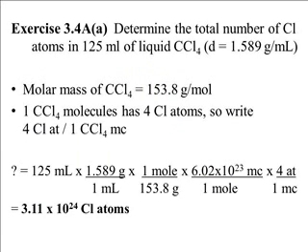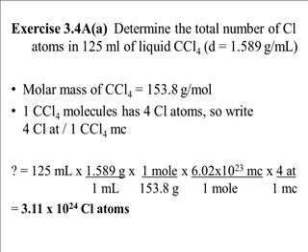This comes from our textbook, chapter 3.4. We can see that the question says determine the number of chlorine atoms in 125 milliliters of liquid carbon tetrachloride, and you're given a density. What can we figure out from this?